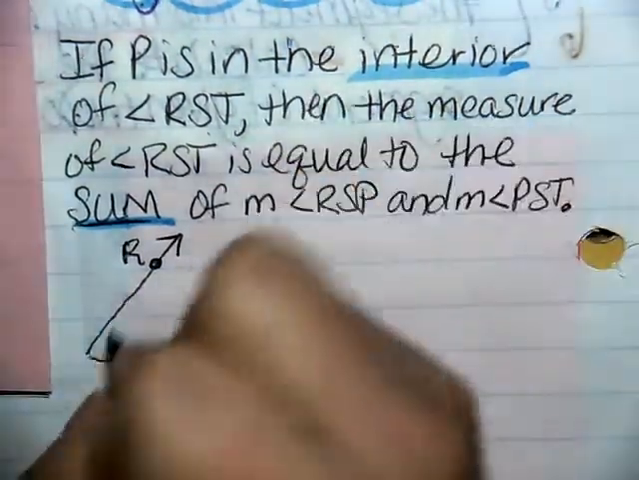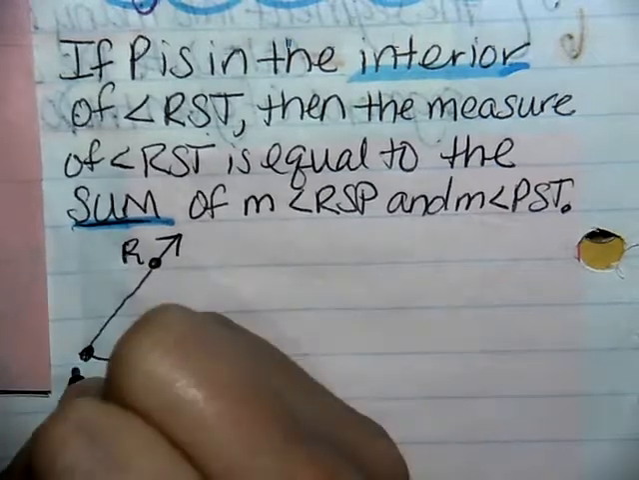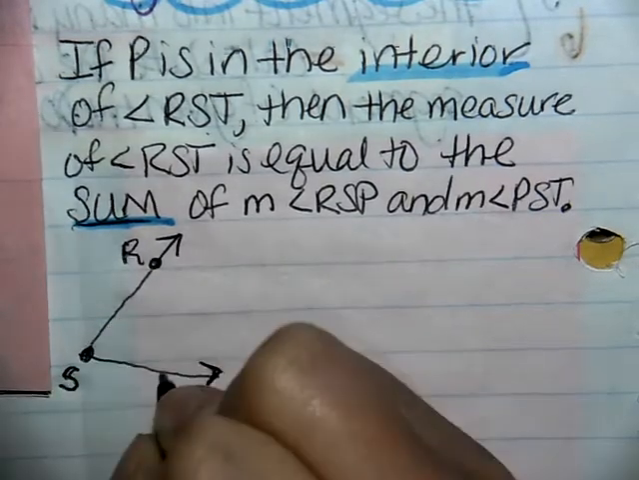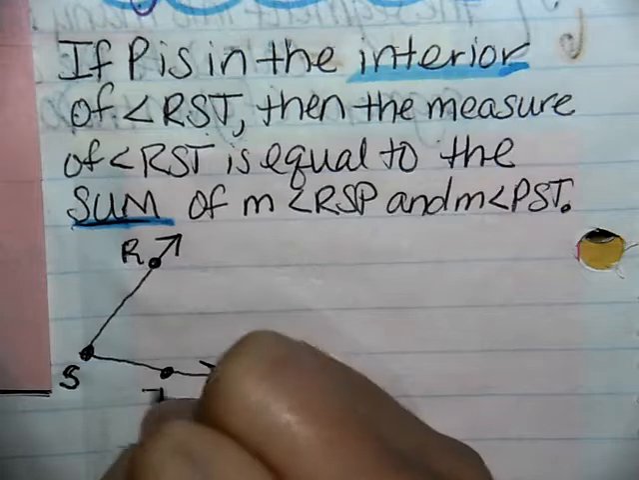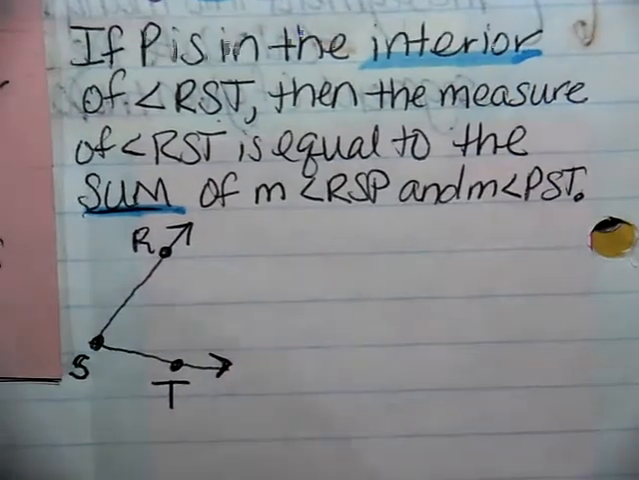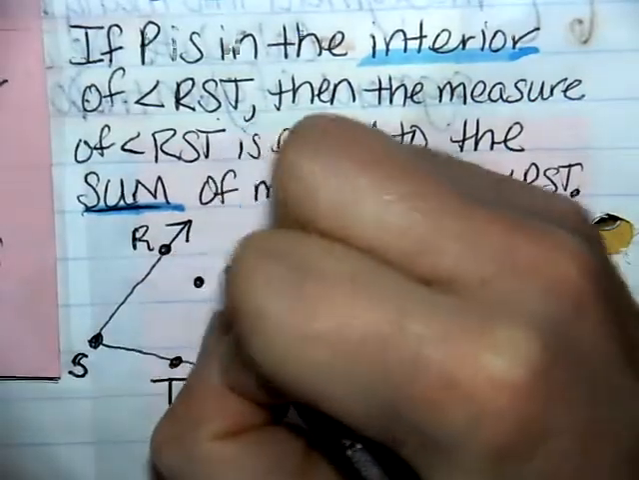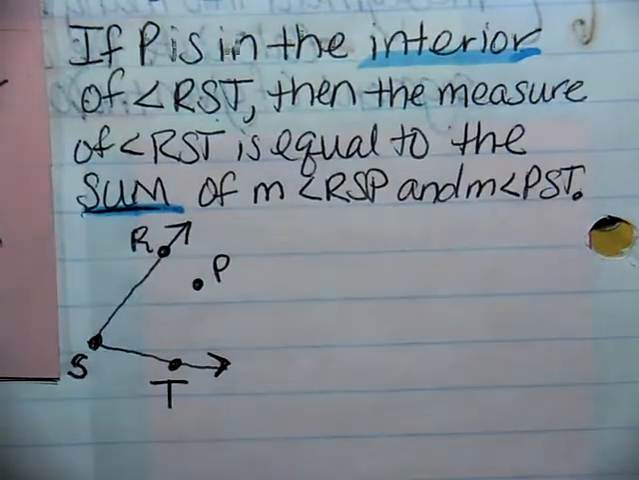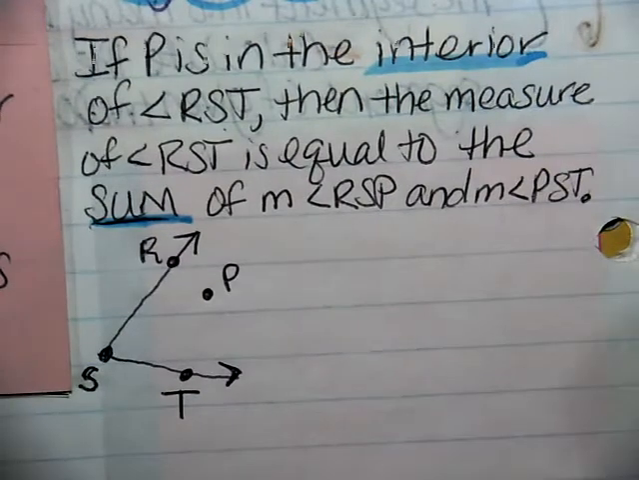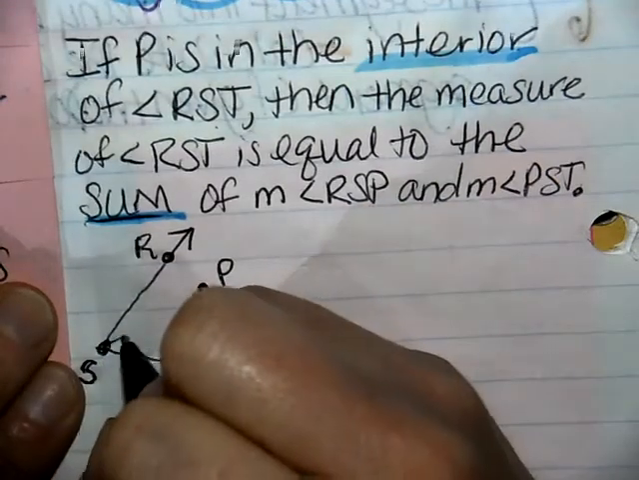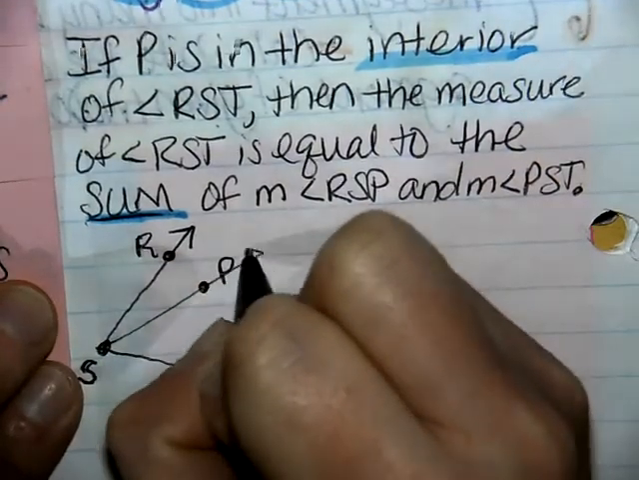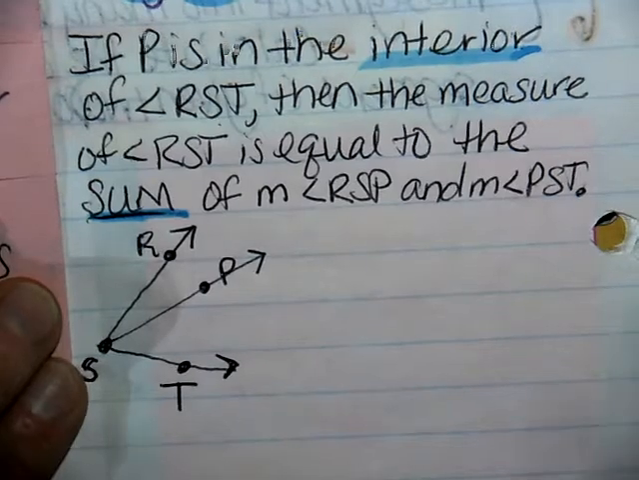Here is point R. S is in the middle, so that means it has to be the vertex. So here is S, and here is point T. We are told that P is a point in between or on the interior of the angle. So because we have point P in the interior of angle RST, we are going to draw a ray going from S and going through P.